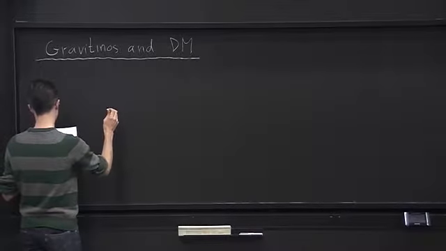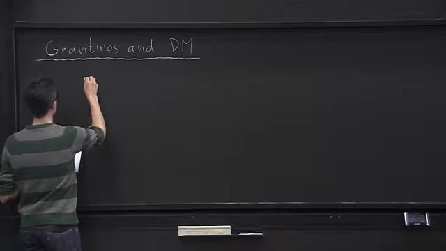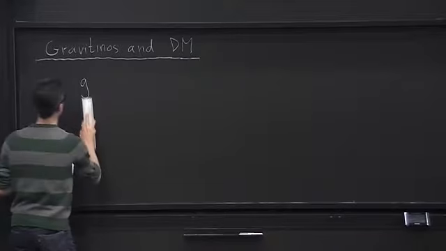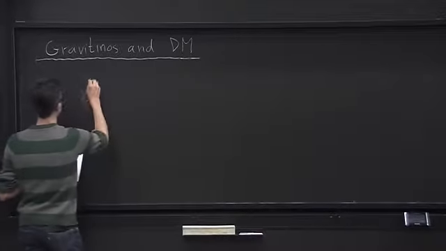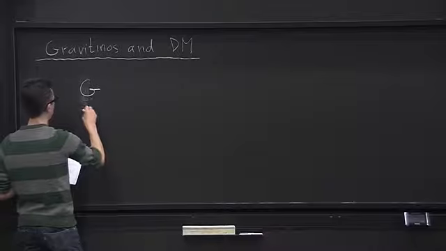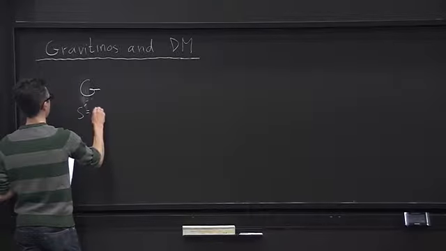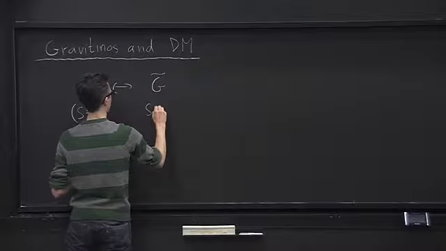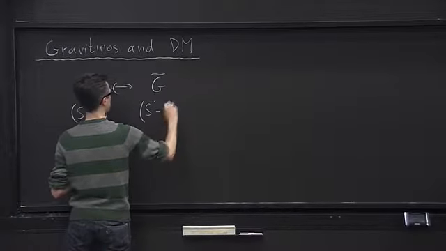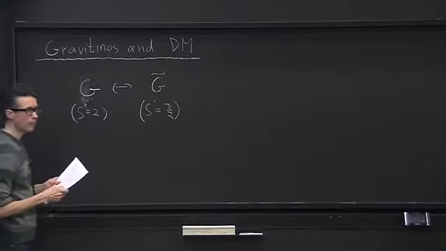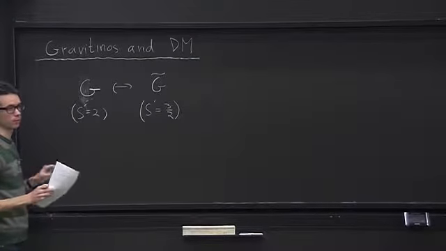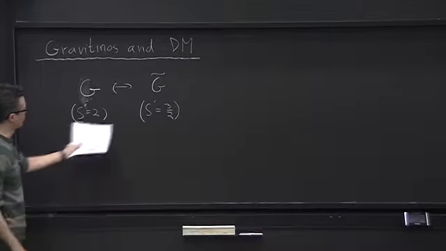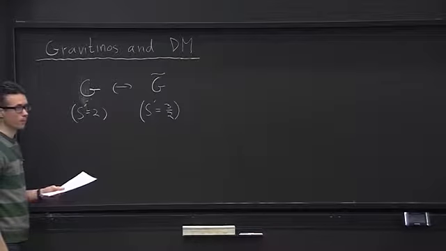So how do I want to write this? I'll write it this way, with a big G. If I include gravity, I have my spin 2 graviton, and its superpartner is the spin equals 3/2 gravitino. And this gravitino is also neutral. The graviton doesn't carry any electroweak gauge charges, and this is also true for the gravitino.